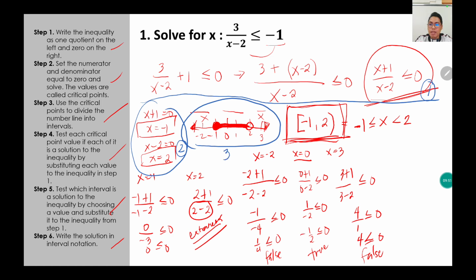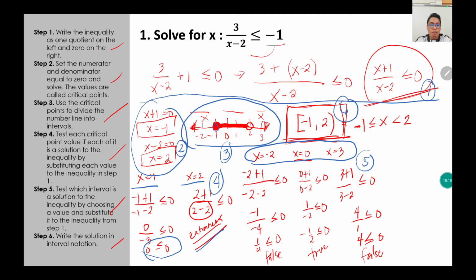Step 4, test each critical point value, if it is a solution. So, ayan, chinek natin siya dito. x equals negative 1, x equals 2. So, this one is a solution. This one is extraneous. Ito yung step number 4 natin. Tsaka natin siya hinalo dito. Step 5 is we test the values in the intervals. Ito siya. And then, we solve for it. And then, step 6 is we write the solution in interval notation.